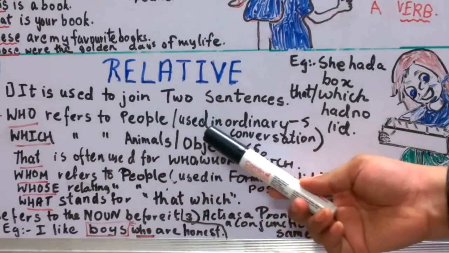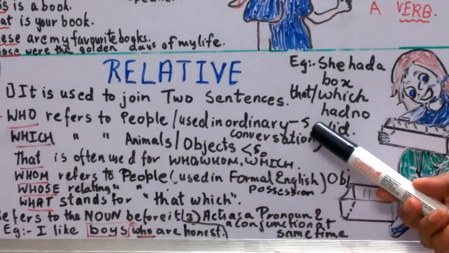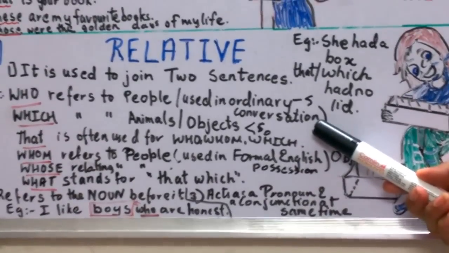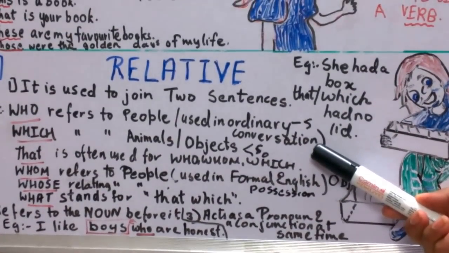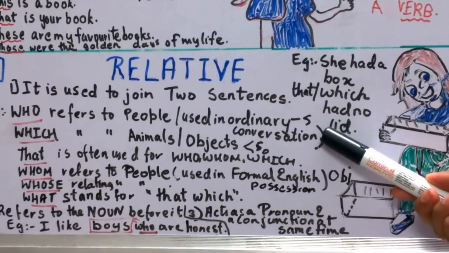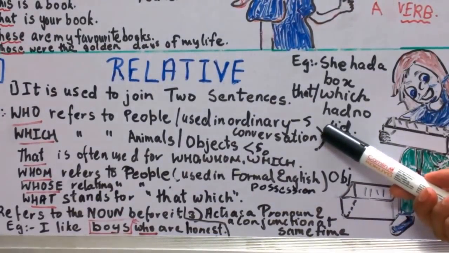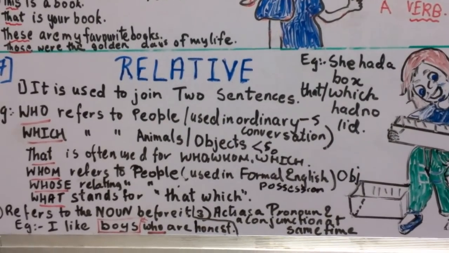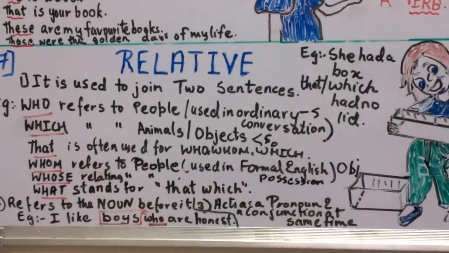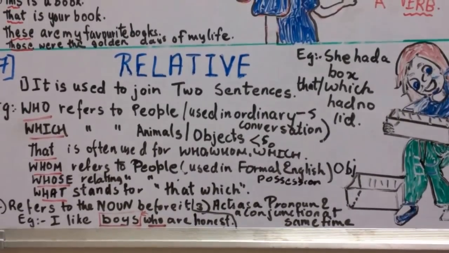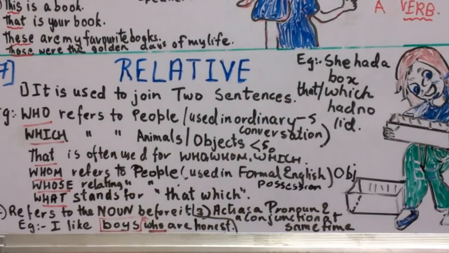Who refers to people, and is used in ordinary talking. Who is always used for a person. Who as a person acts as a subject. I have written S for subject in short because there is less space. How do we know that it is a subject? If I say, this is a man who came to my house, we are talking about the man who came. The man is the subject, the main person we are talking about. And you can see who is followed by the verb came. So this who acts as a subject.